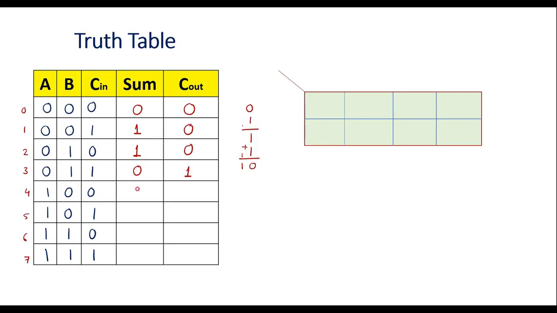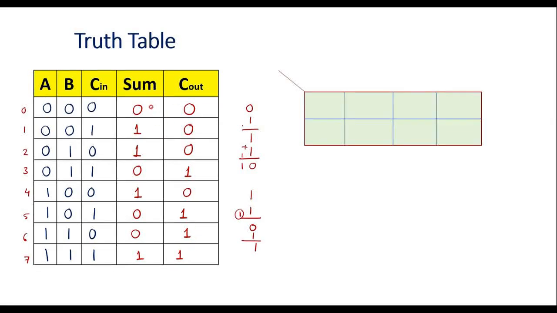Similarly, 1 0 0 produces sum as 1, carry 0. 1 0 1, again it is the same. We have 2 ones, so it produces sum as 0 and carry as 1. 1 1 0, again produces sum as 0, carry as 1. 1 1 1, that is, when 1 and 1 are added, we get 1 plus 1 is 0. It produces carry as 1. And when we add this 1 to the sum, it produces sum as 1 again. So sum is 1 and carry is 1. So this is the truth table for a full adder.